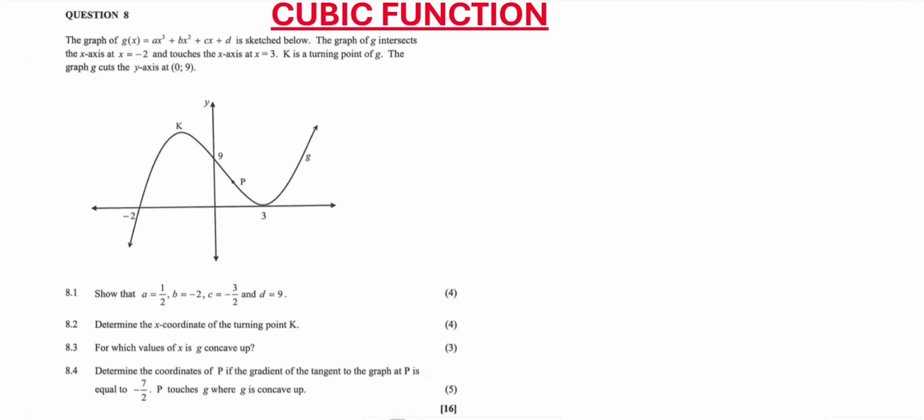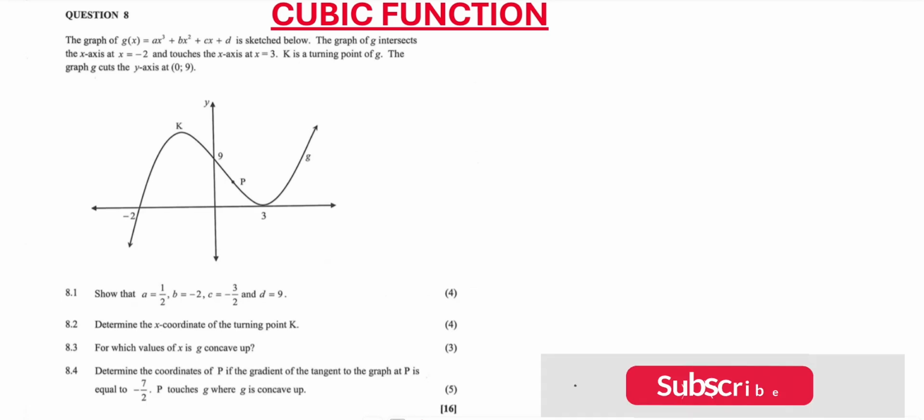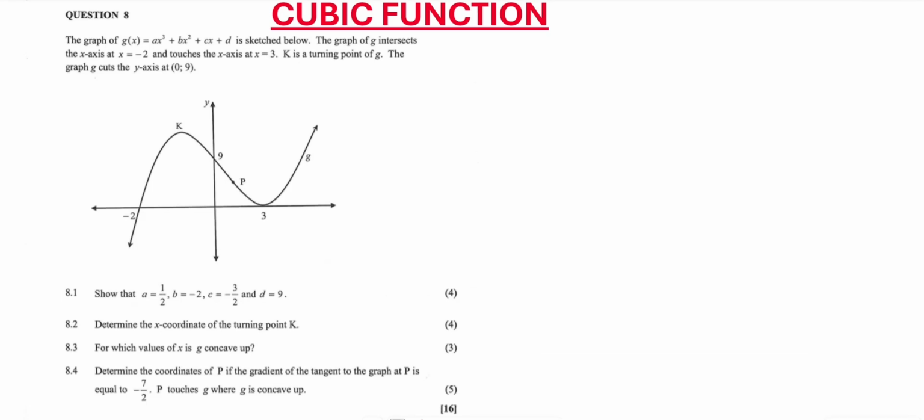K is a turning point of g. The graph g cuts the y-axis at (0, 9). Okay, so that's our graph. Then 8.1: show that a = 1/2, b = -2, c = -3/2, and d = 9.